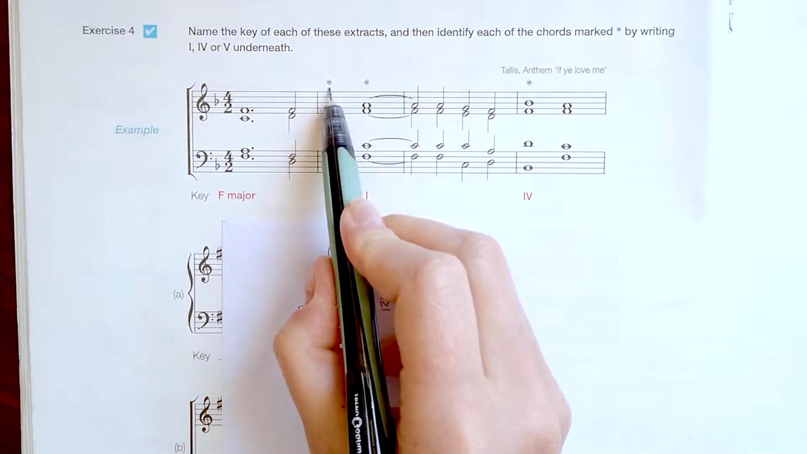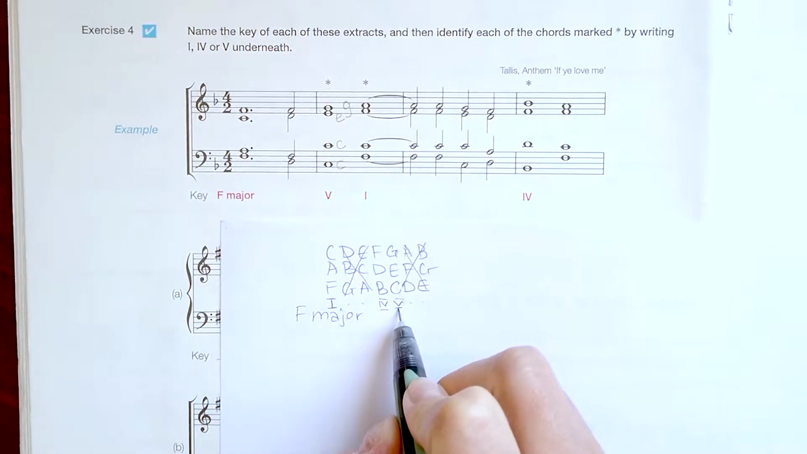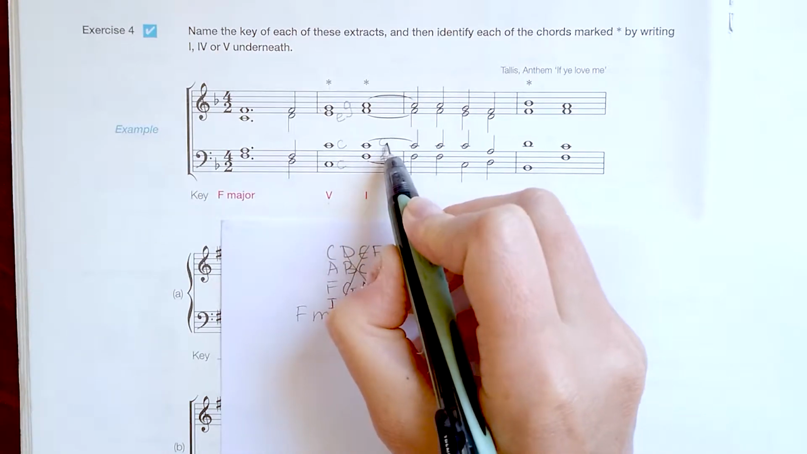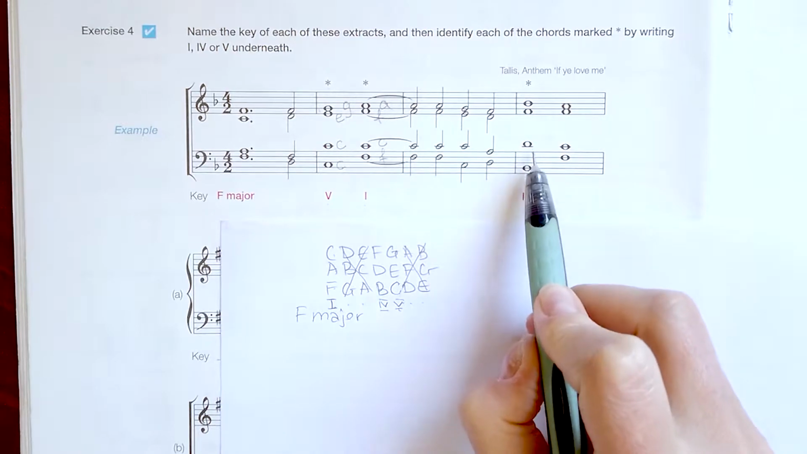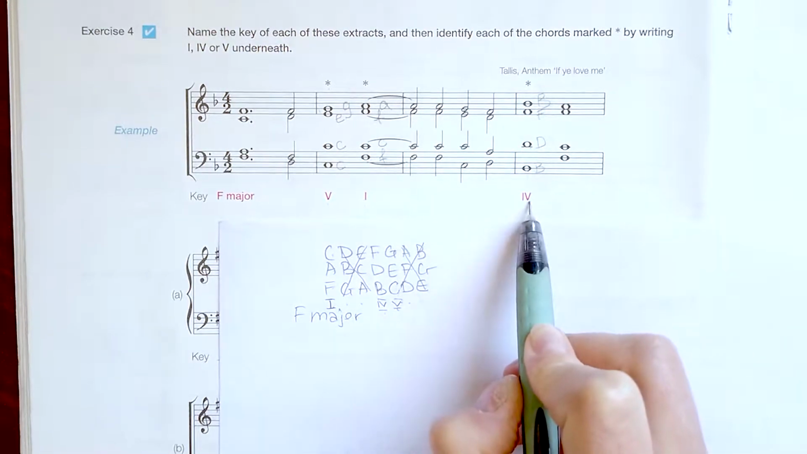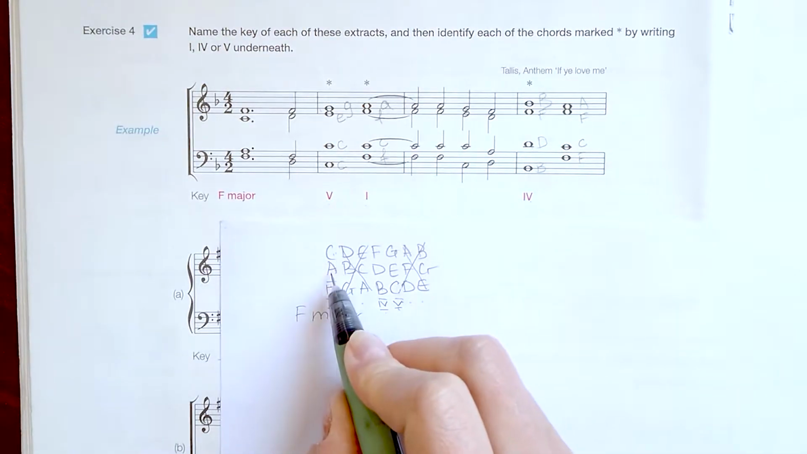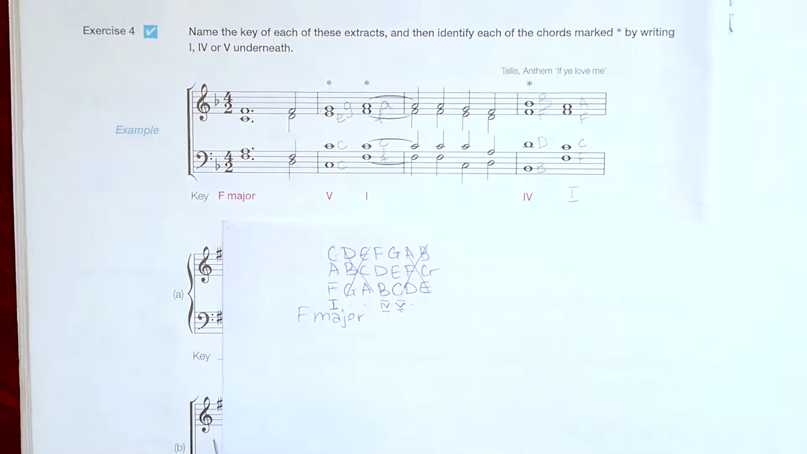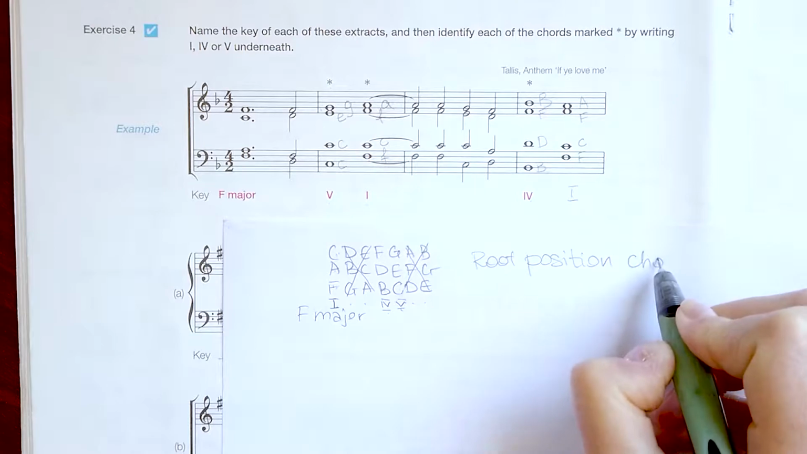So here we can find C, C, E, and G, and this is the chord number 5. The next one, F, C, F, and A. This is chord number 1. Then we have B flat, D, F, and B flat. This is chord number 4. And the last, for example, F, C, F, and A. This is chord number 1. Okay, so we used all these chords in their root position.